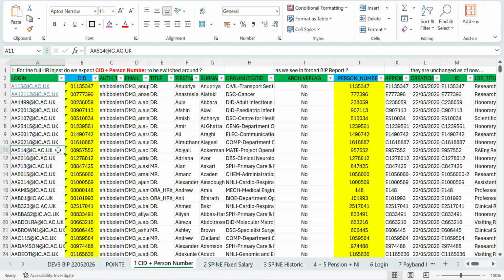Do we want these switched around from a BIP report perspective when we do an HR ingest, or are we happy as we are? Is that okay? Okay, so that's point number 1 to mull and think about. And if you're a person who's thinking of discussing, it's a good time to pause and maybe go over to the next point when you're ready. Okay, so that's point number 1.